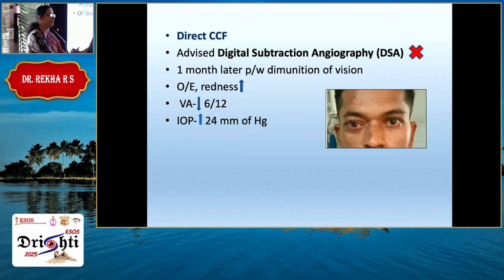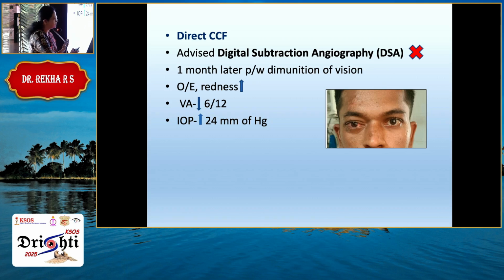He was advised to do the gold standard of investigation in this case, that is digital subtraction angiography. So what is it? In DSA, a catheter is introduced into an artery, a dye is injected and serial X-rays are taken. All the masking structures like the bones and the soft tissues are digitally subtracted, so that we get a high resolution image of the vessels.